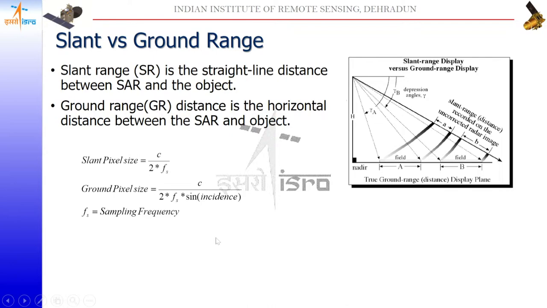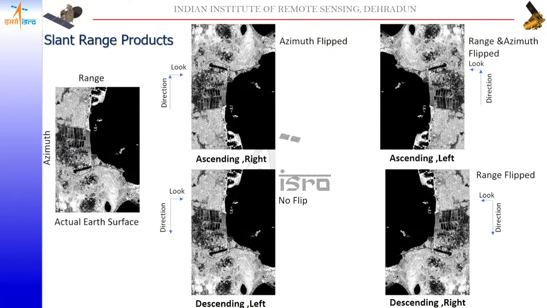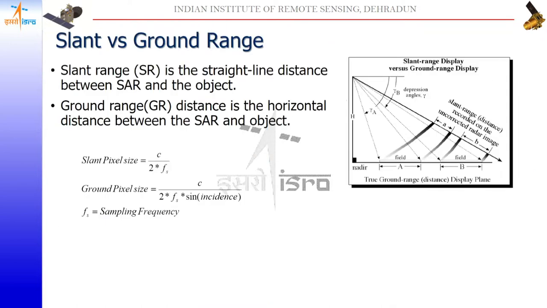So these are some products in the slant range. Now second is the ground range. Okay, so what is the difference between the slant and the ground range? Slant range is the straight line distance between the SAR and the object. So if you can see, this is the position of the SAR and this is the object, so this distance is called the slant range.